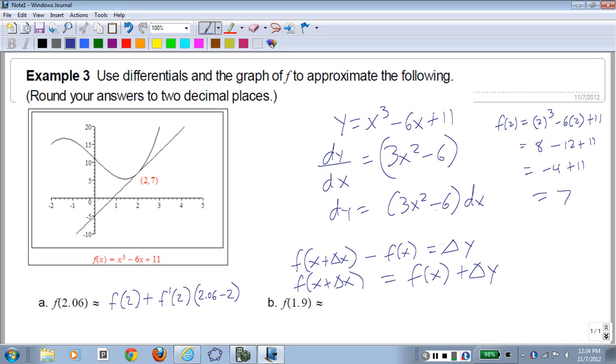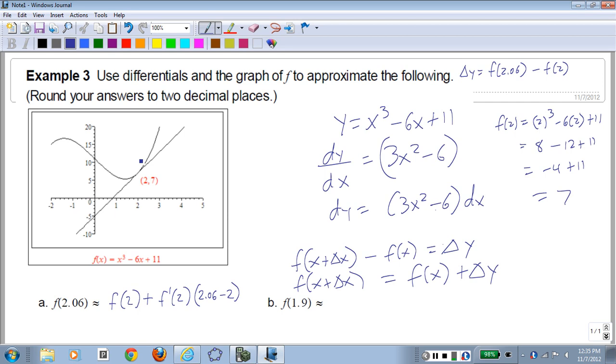So dy is not exactly the difference between the known function value and the function value that we want. That's delta y. Delta y in our case is going to be f of 2.06 minus f of 2. We know f of 2 is 7, and so f of 2.06 maybe is close to 7. If we look at the picture, it looks like it's a little greater than 7 because the function's increasing right there. That's our delta y.